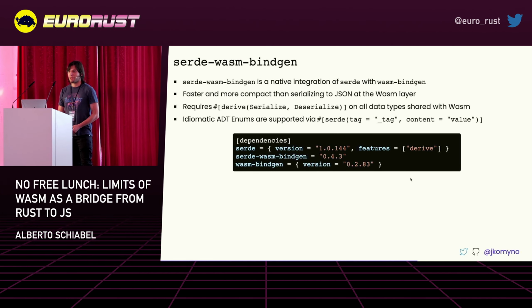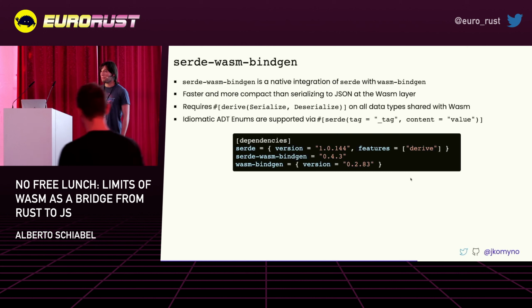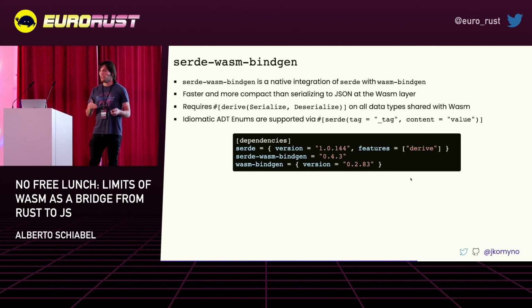So there's this nice little library, which is officially supported by the Rust WASM project, called serde-wasm-bindgen, which is a native integration of Rust and WASM. They claim it's faster than the JSON serialization. It only requires a few macro attributes, which are standard for Serde, so just Serialize, Deserialize on all the data types that you need to return from Rust land to JavaScript land.